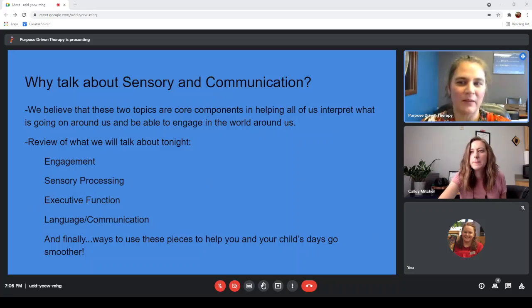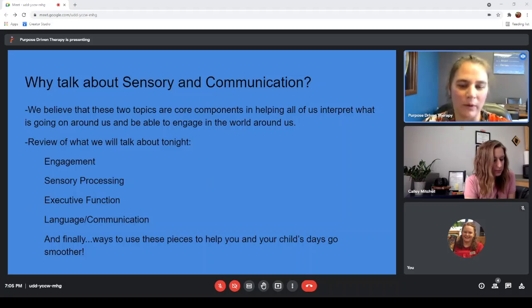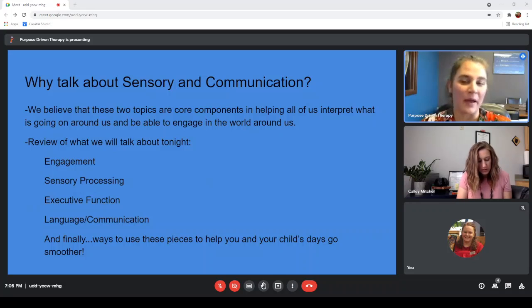So some of the things that we're going to talk about tonight, I'm going to outline what we're going to go over. Why did we pick sensory and communication? Because we feel like those two things are so important. They're such big components that help us to interpret our environment and the people that we are communicating with, and being able to engage in activities in just the world around us.